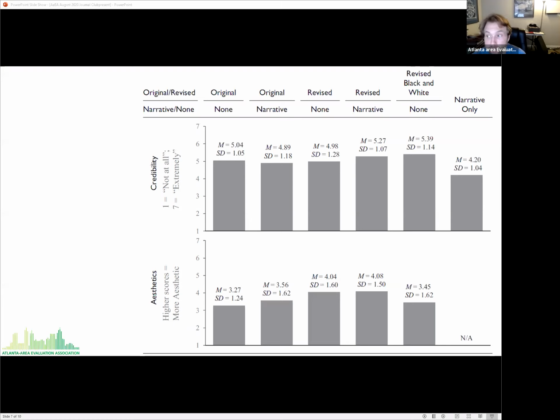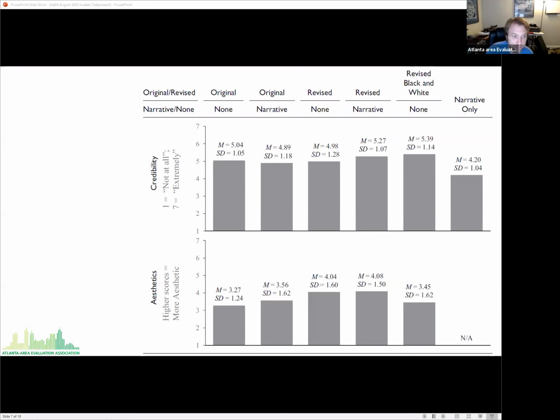So just presenting the narrative by itself, people don't seem to find it credible. And I'd be interested, and maybe we'll add that to our discussion questions, about why we think the revised black and white is perceived as more credible than the revised.